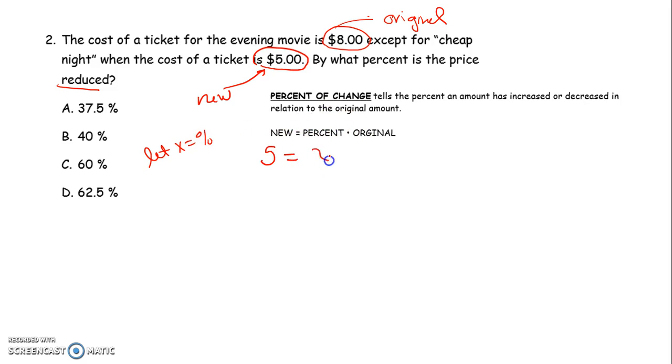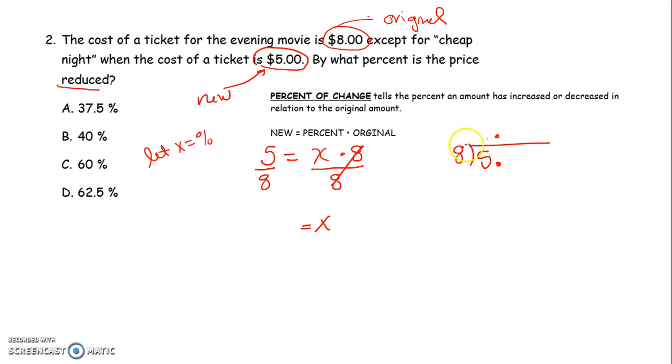$5 is some percentage times the original. Now I have to tell you that won't be the reduction. That will just be what percent 5 is of 8. How do I solve this? Get x all by itself. 8 times x. How do I undo that? Okay, I divide. Divide both sides by 8 to get x all alone. So I have to do 5 divided by 8. Again, I don't have a calculator at home.